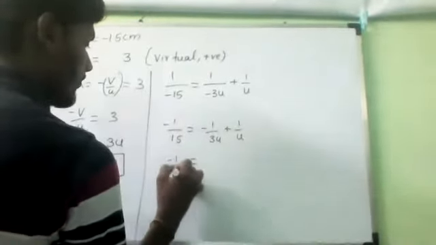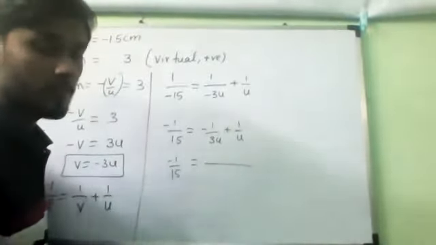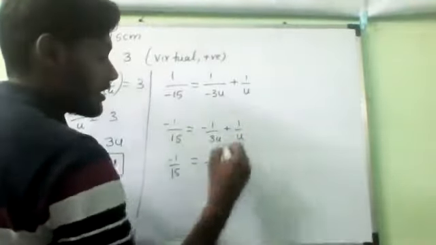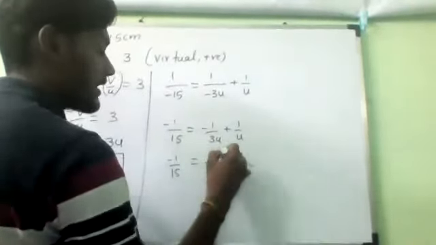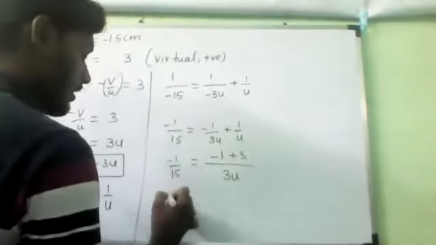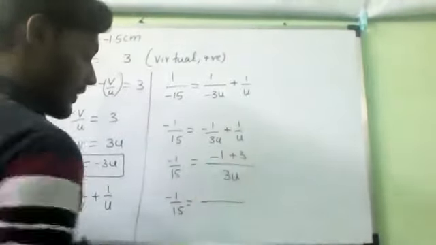So minus 1 by 15. What is the LCM of 3U and U? Sir, 3U. So here will come minus 1 plus 3. So now you see, minus 1 by 15 is equals to minus 1 plus 3, how much?